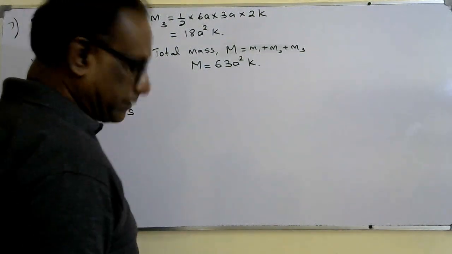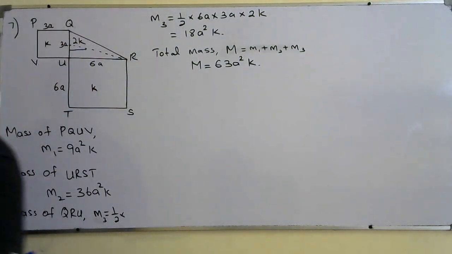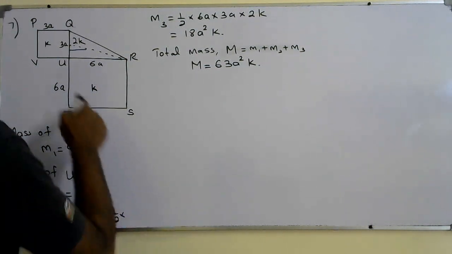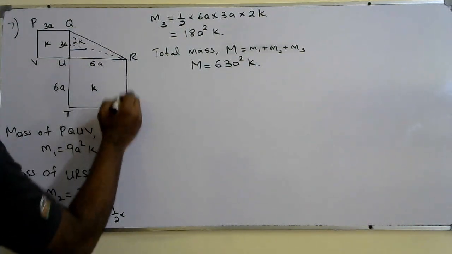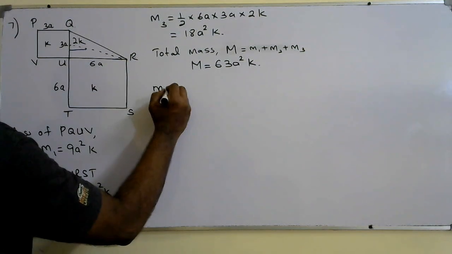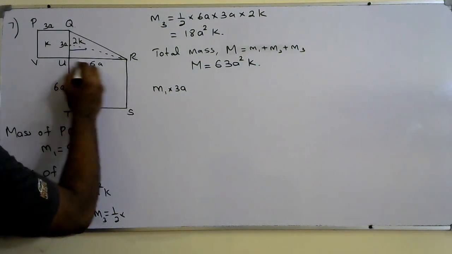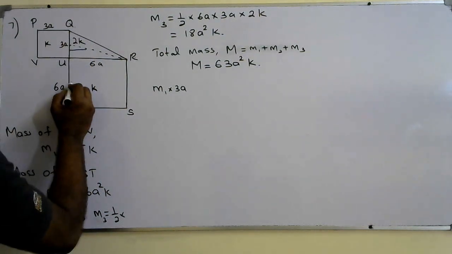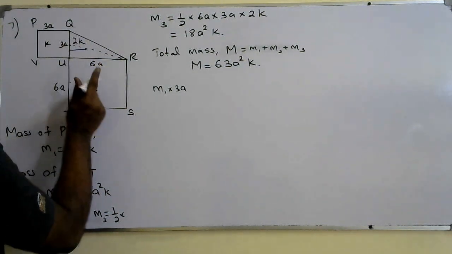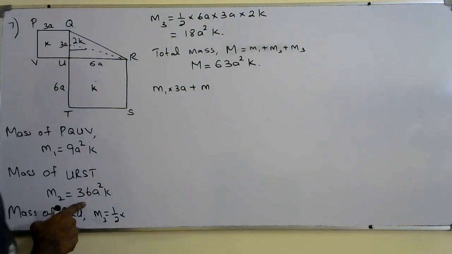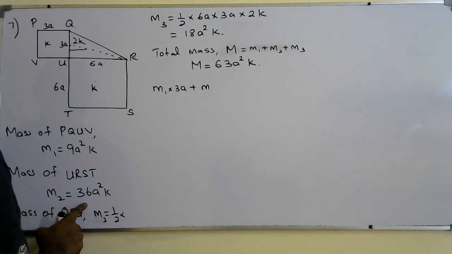Right, so I'm going to use that principle here. So for this triangle, we'll start from this one, M1. We put M1 into 3A, because the center of mass of this square from the line QT is at 3A. This is 6A, meaning the center part is 3A, plus M2 is 36A squared.